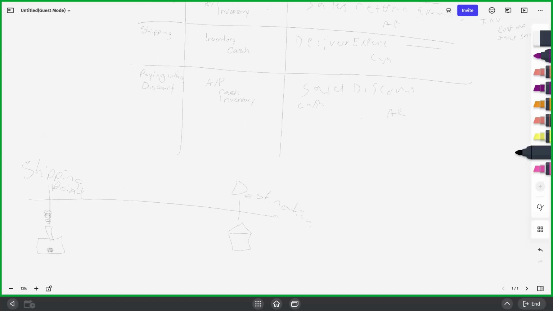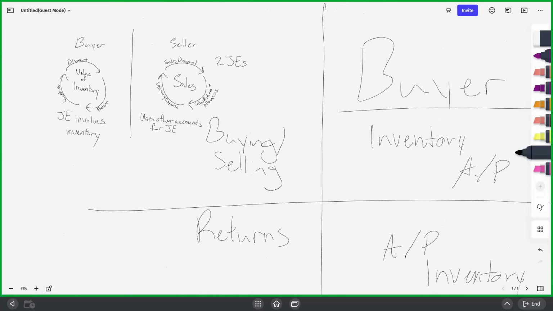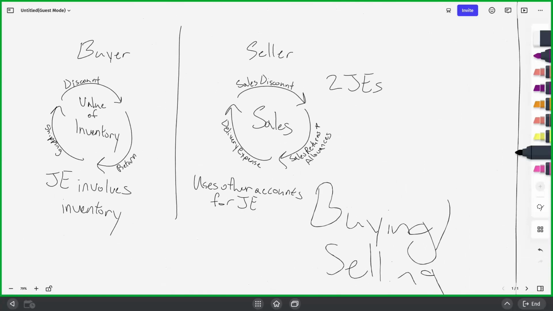So with more people here too, I want to come back to this because this is something very important within this chapter that I feel like everyone should take account of. We'll go back to the journal entries after the show as well. Within this chapter, we're dealing with buying and selling merchandise. Whenever you're the buyer, the whole cycle revolves around the value of inventory. So you have the discount, the return, and shipping. Whenever you see those as the buyer, you're dealing with inventory.